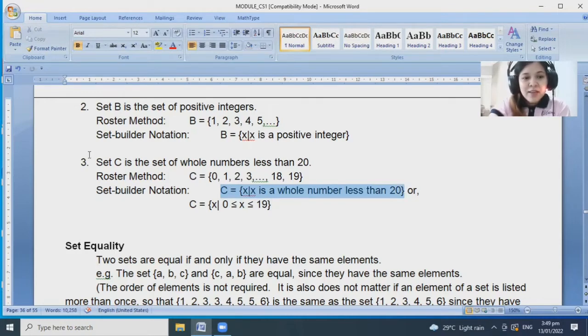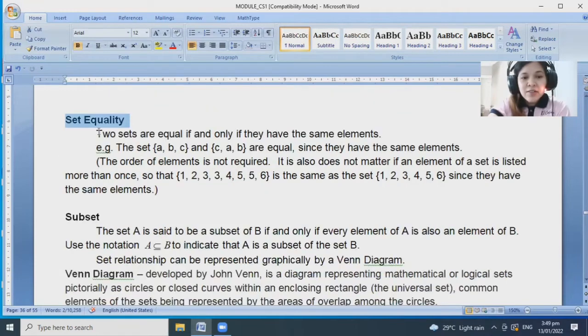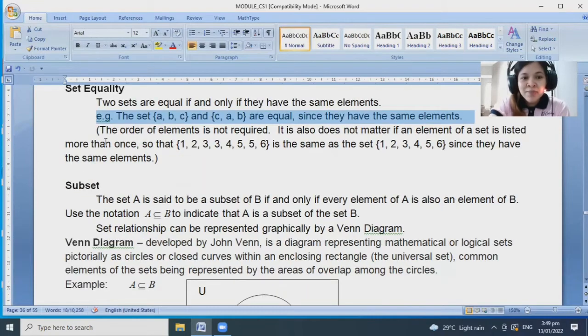Okay? Set equality. Two sets are equal if and only if they have the same elements. Same, literal, identical. Example, the set ABC and CAB are equal since they have the same elements. Ano lang ang bago? Order lang. Pero nakita ninyo, same na same ang mismong mga elements. The order of the elements is not required.